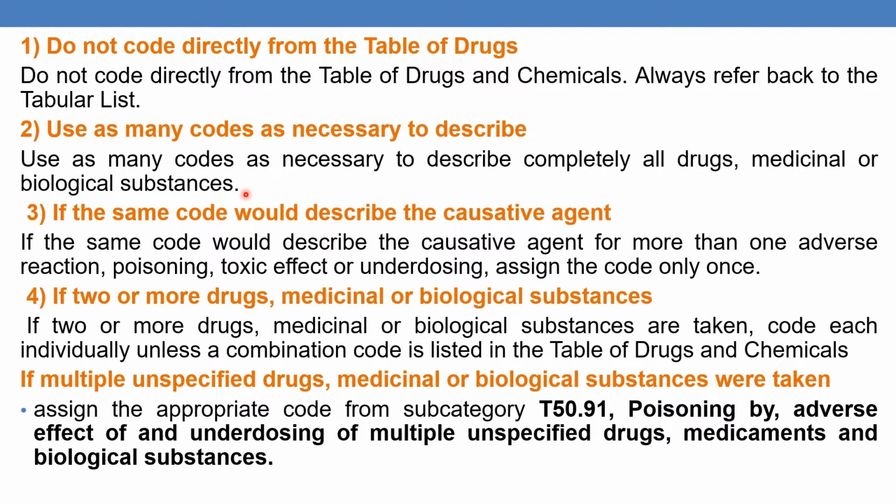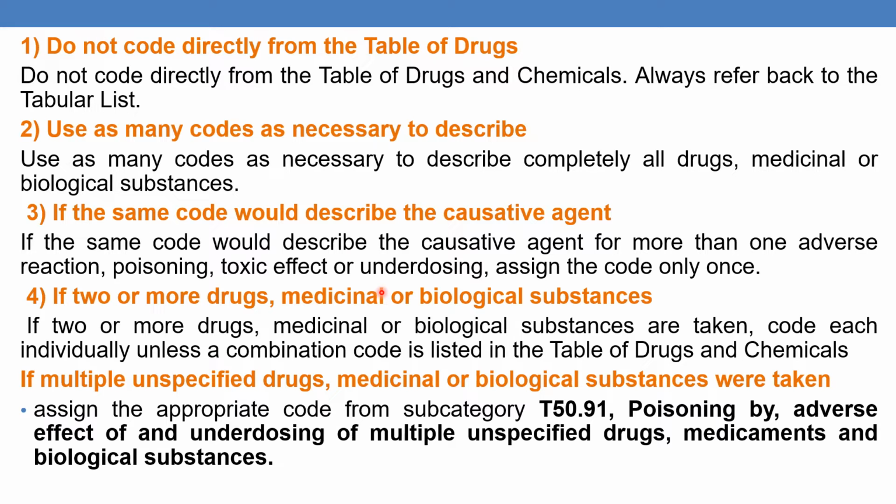Suppose there are two or more drugs; if they have specific codes, then you need to assign those codes. The next guideline is, if the same code would describe the causative agent for more than one adverse reaction, poisoning, toxic effect or underdosing, assign the code only once. Then you need to assign only one code.